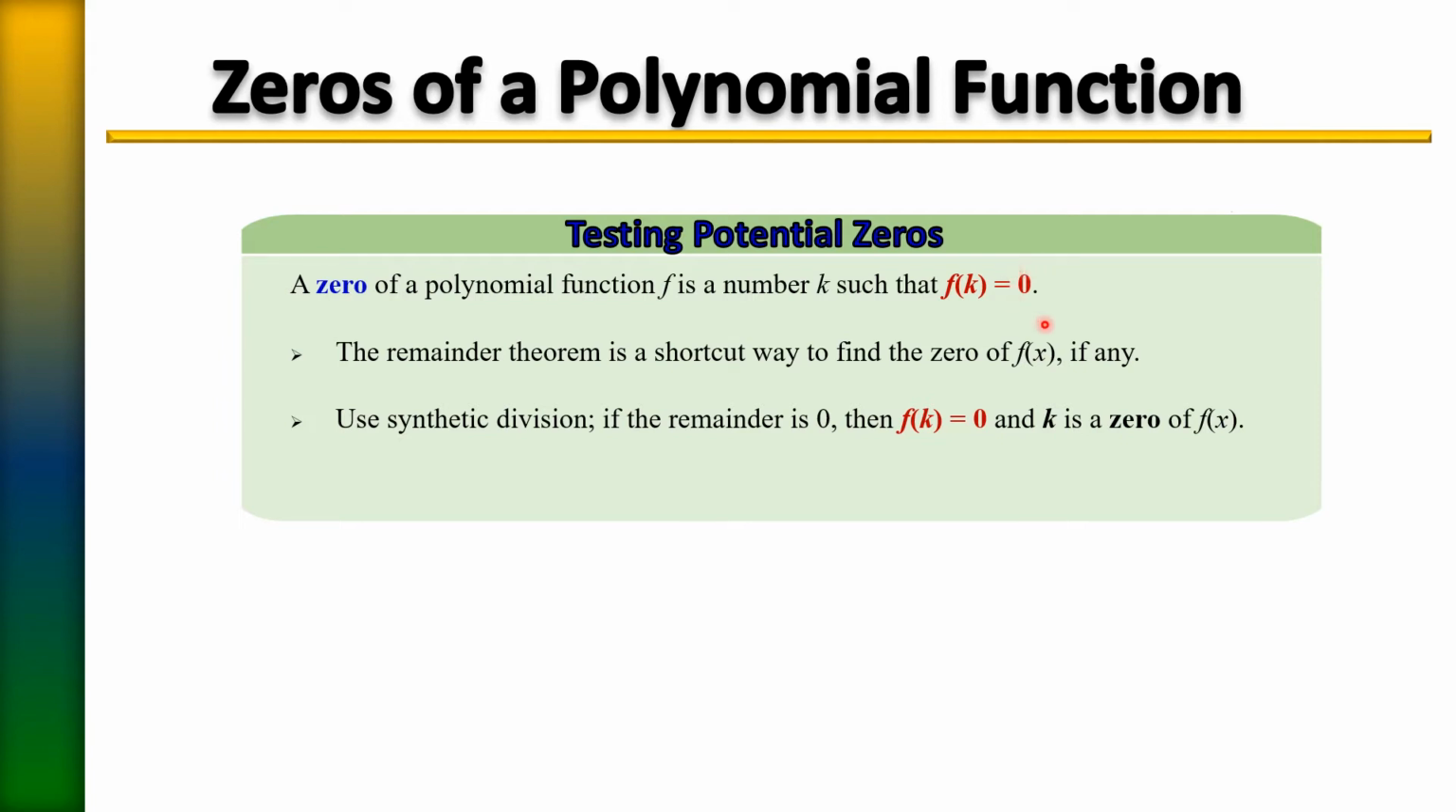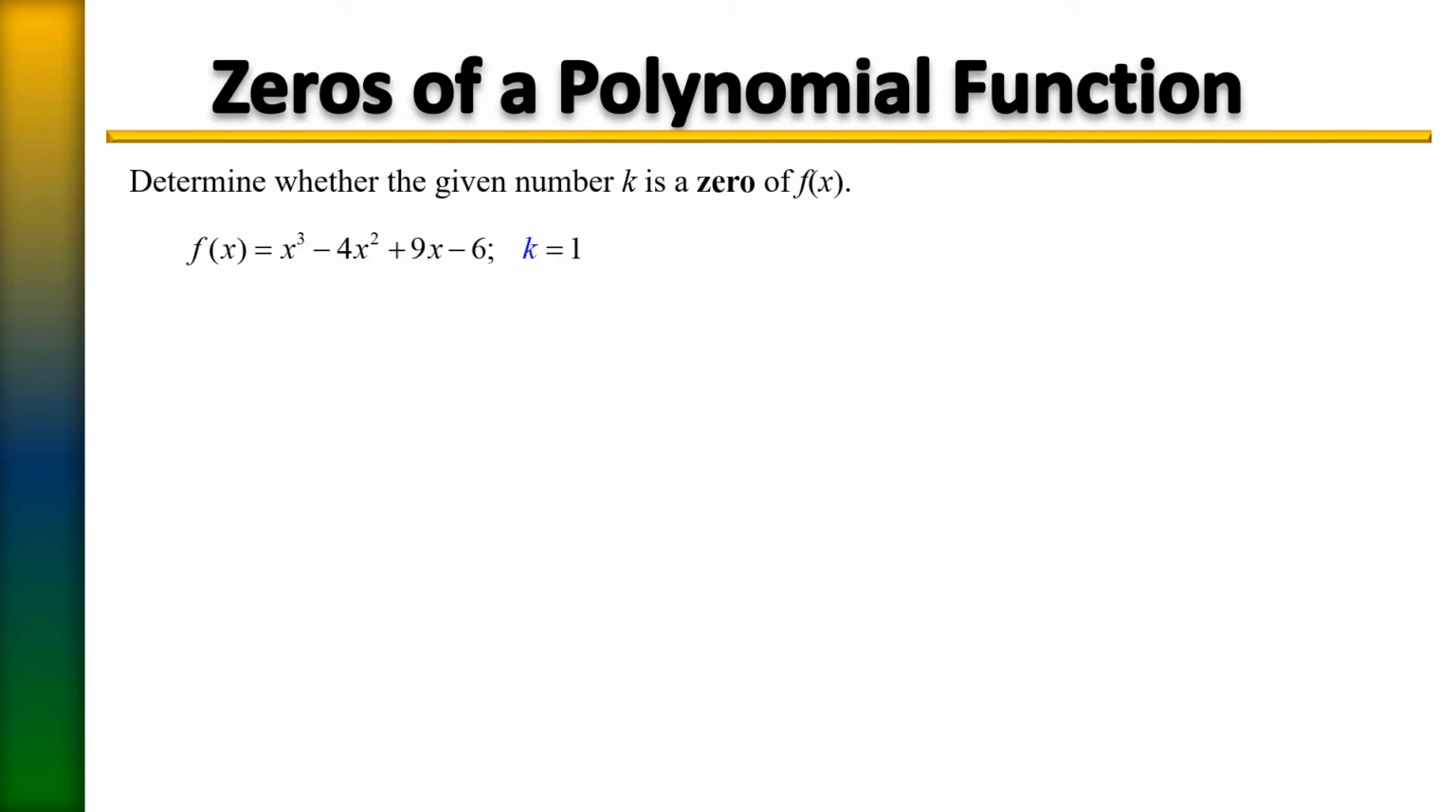So if the remainder you get out is 0, then that is proof that whatever number you plugged in is a zero of that function. So you will use synthetic division, and if the remainder is 0, then that divisor number is a zero of that function. So let's do an example to see exactly what we mean by all this.